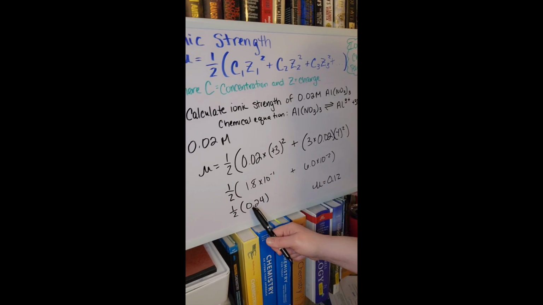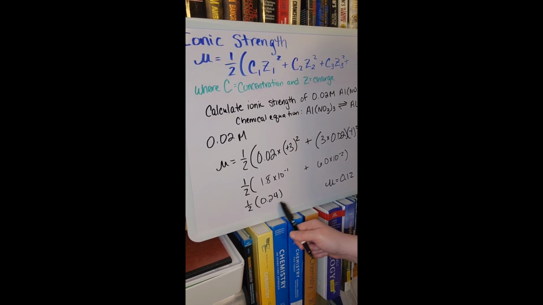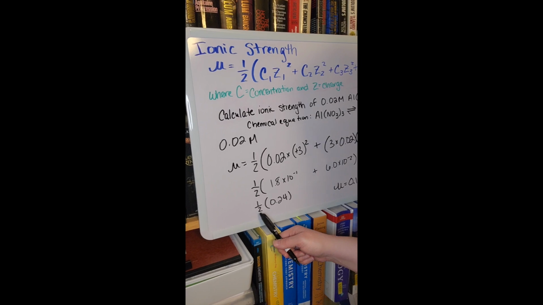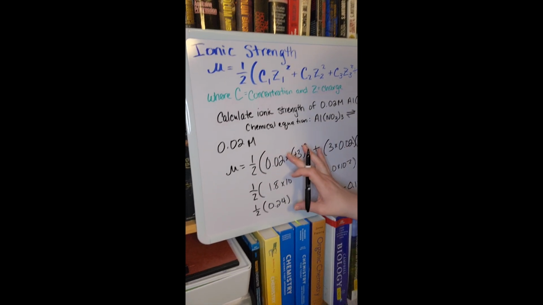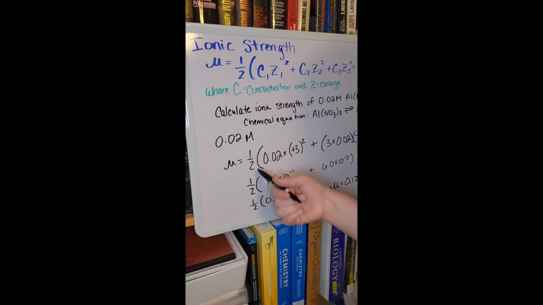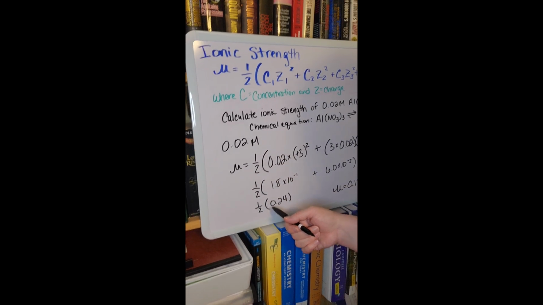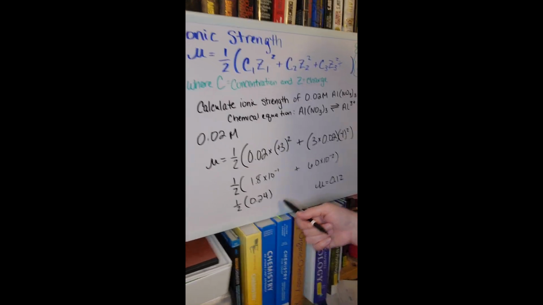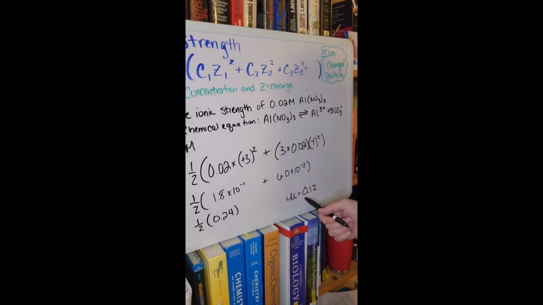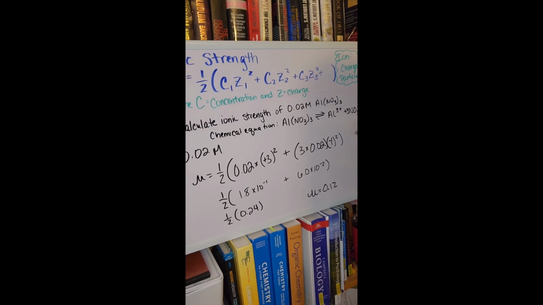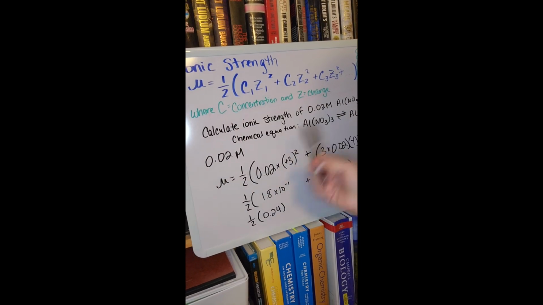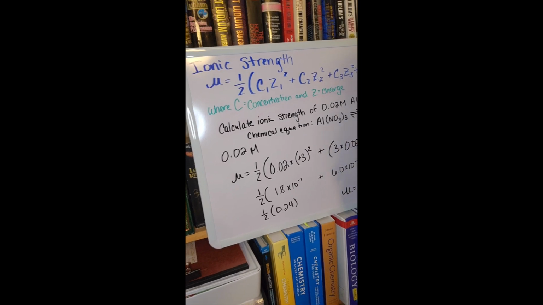Add those two together and you get 0.24. Well, we still have to take care of our half, right? Because we took care of everything in our parentheses. So now we're moving on to multiplication and division. So we're going to either multiply this by half or divide it by 2. It's the same thing. And that's going to give us mu is equal to 0.12. And that is our ionic strength of aluminum nitrate.